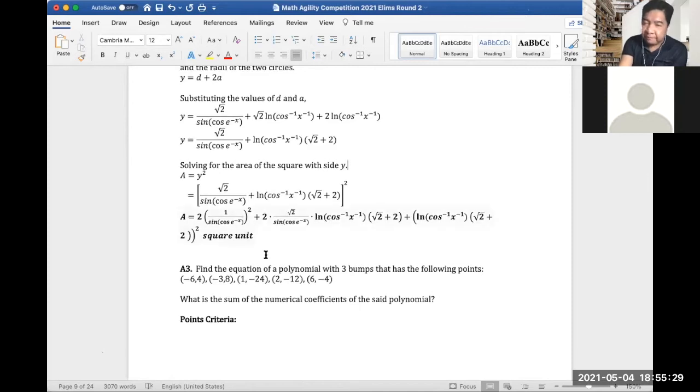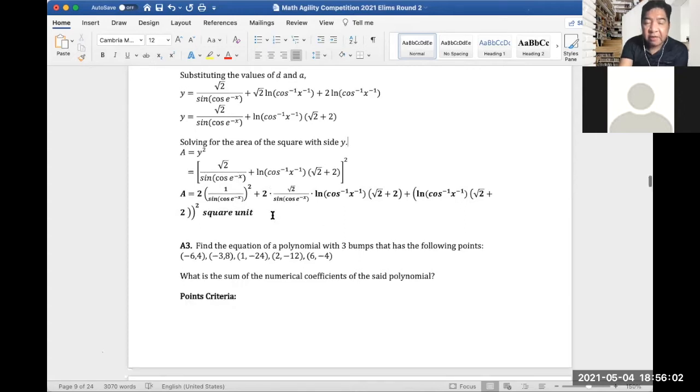So it's a bit long. So 2 quantity 1 over sine cosine of e to the negative x squared plus 2 square root of 2 sine of cosine of e to the negative x times ln of cosine inverse of x to the negative 1, quantity square root of 2 plus 2, plus quantity of ln of cosine inverse x to the negative 1, quantity square root of 2 plus 2, squared, square unit.